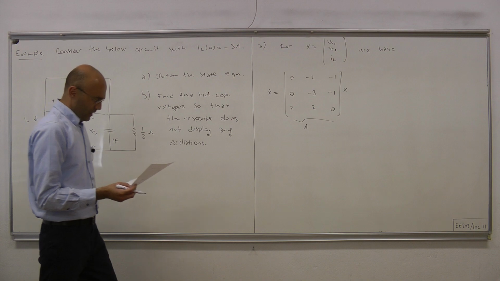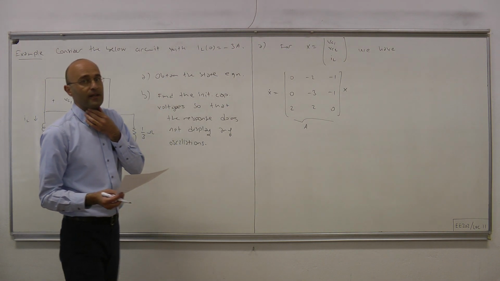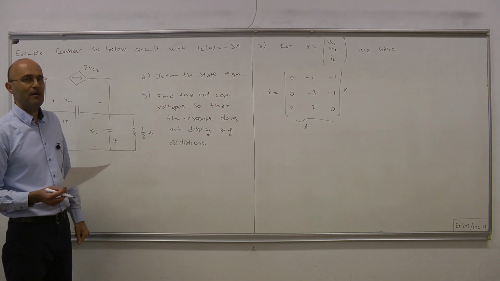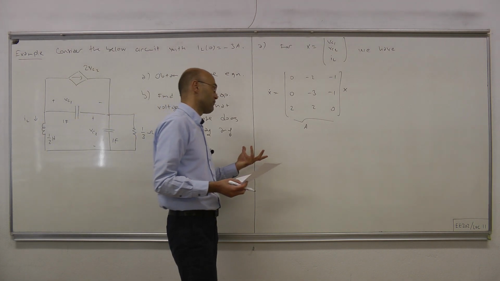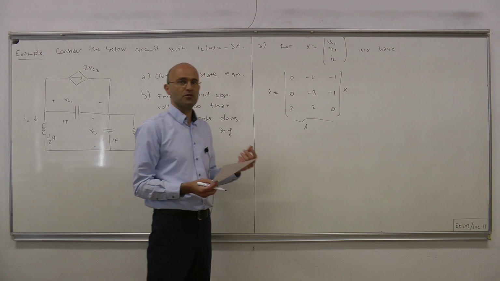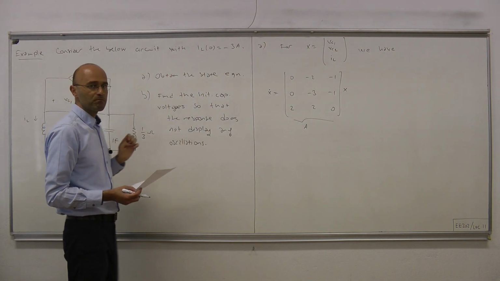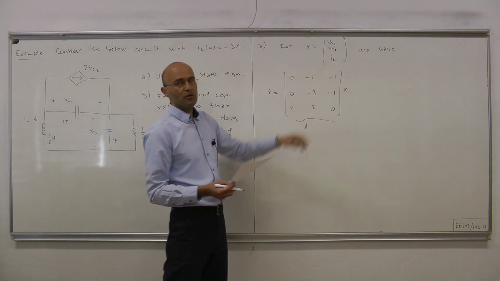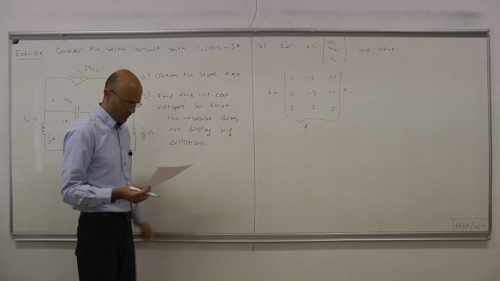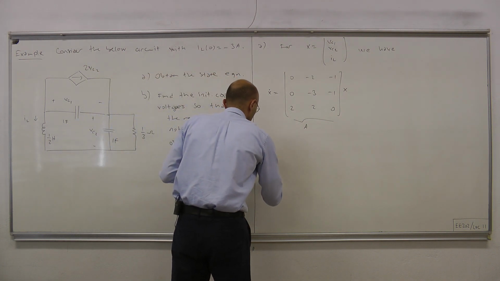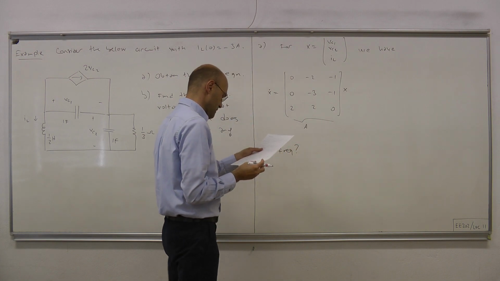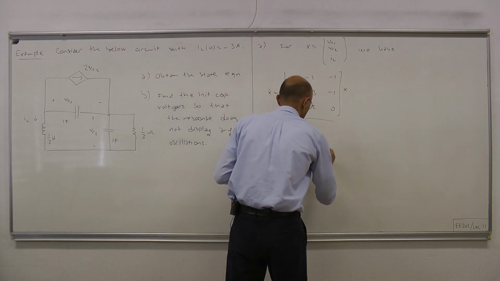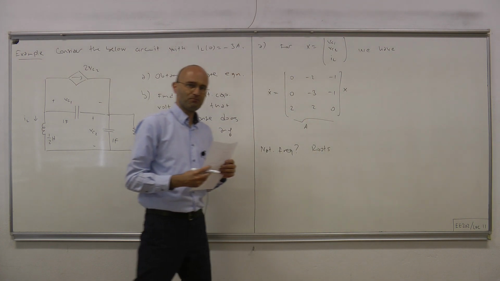Okay, now once we have the state equation, in other words, once we have the A matrix, it's really straightforward to obtain the natural frequencies because we know that natural frequencies of the circuit are the eigenvalues of the A matrix. So what are the natural frequencies? We know that they are the eigenvalues of the A matrix.